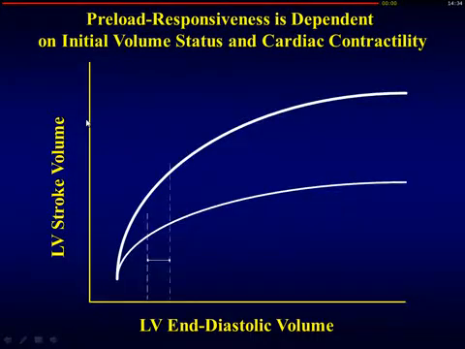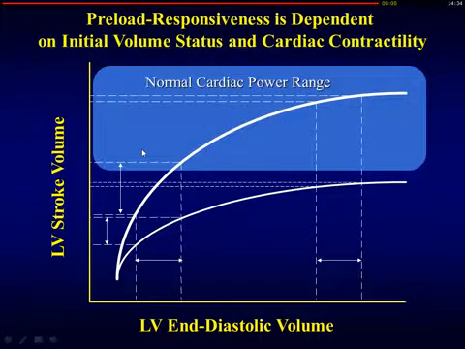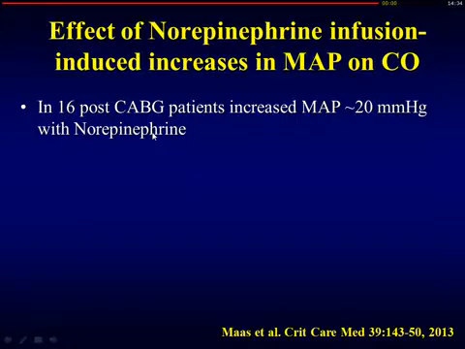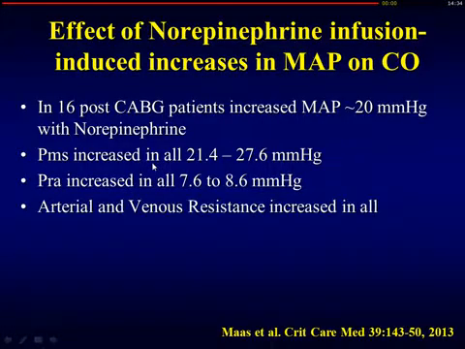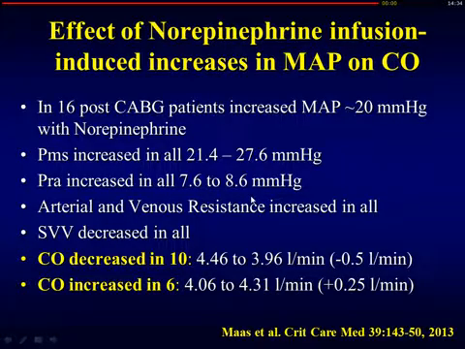The final thing is, though I'm talking about volume responsiveness, I also have a power threshold, which is the normal range of contractility. So to look at this with Joaquin Mas, we asked the question, if we gave norepinephrine to patients who had post-op hearts because the cardiac surgeon wanted us to increase mean arterial pressure by 20 millimeters of mercury, because he was worried about the left internal mammary artery perfusion. We saw that the mean systemic pressure, which you'll hear about in the next lecture, increased in all the patients. Right atrial pressure increased, and the arterial and venous resistance increased in patients. Congratulations, you gave norepinephrine. But the stroke volume variation fell, and in 10 of the patients, cardiac output went down, and in 6 of the patients, cardiac output went up.